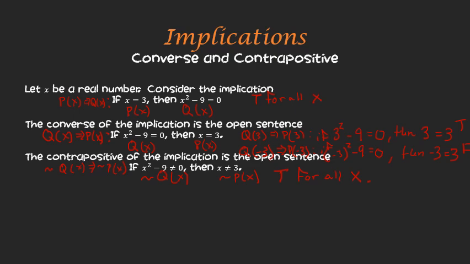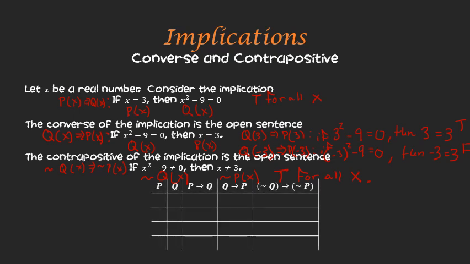Now that's not a coincidence that the implication and its contrapositive have the same truth value for every single x here. In fact, the implication and its contrapositive always share the same truth values. These are equivalent statements. So let's take a look at a truth table to see this. I'll go ahead and list all of my possible combinations of component statements.